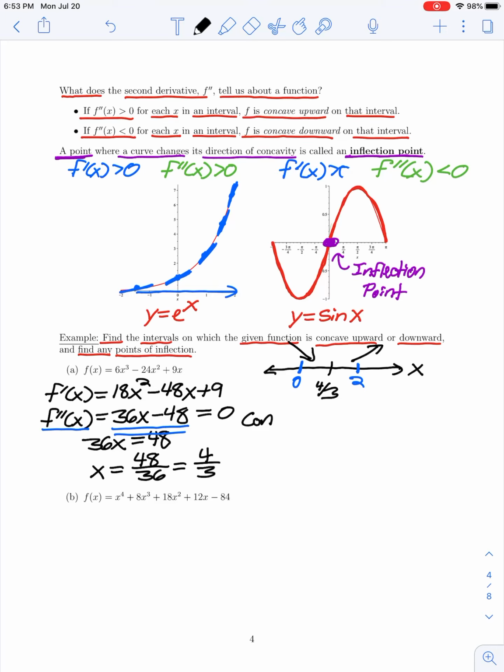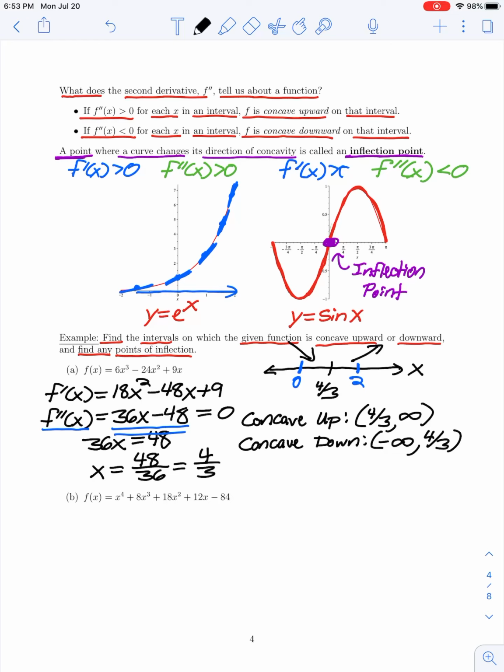So summarizing our answer so far, we would say that this function is concave upward on the interval from 4/3 to infinity, and is concave downward on the interval negative infinity to 4/3.